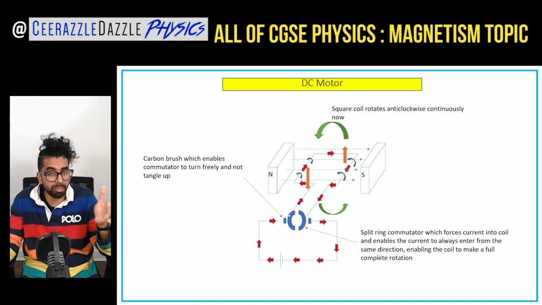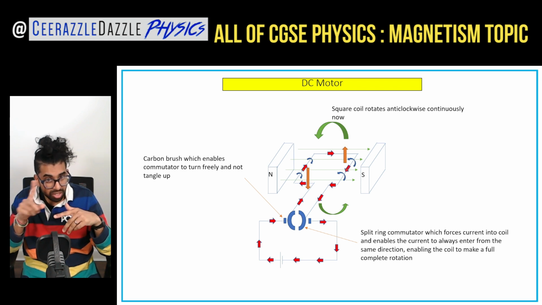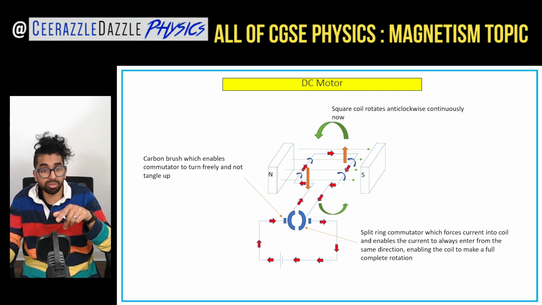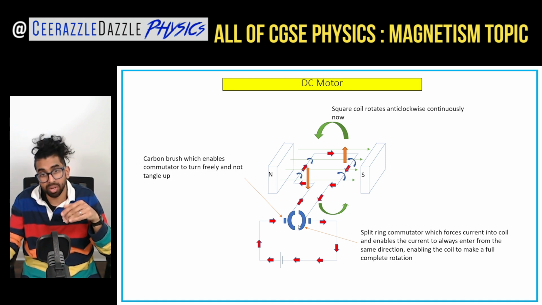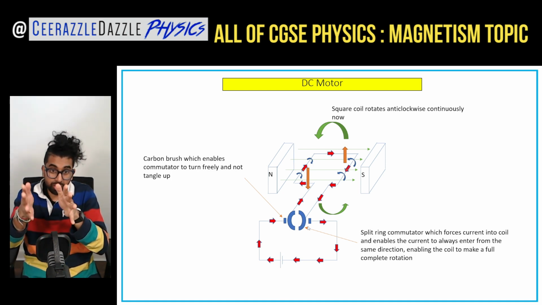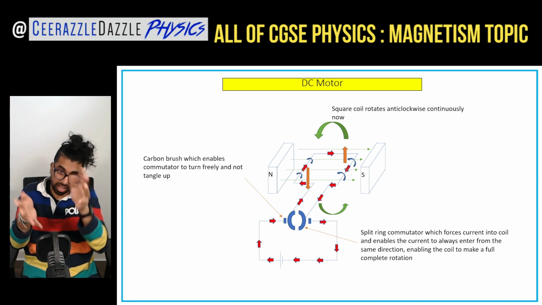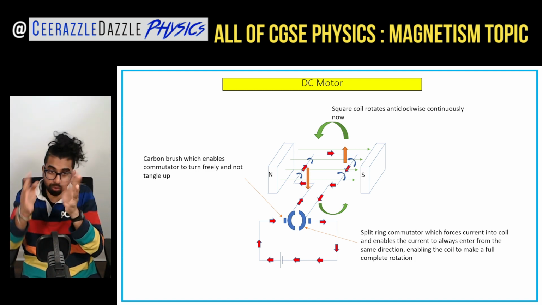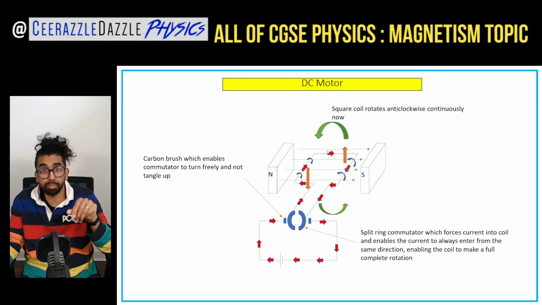The reason why we put a carbon brush is that there's going to be a connection, but it can rotate freely. So as this rotates round, there will always be a connection because the brush can just swap round to the next terminal. As the coil rotates, the split ring commutator on the right is going to get to the position on the left-hand side over here and will rotate round. This ensures that the current always enters from the same side and therefore ensures a full complete rotation.